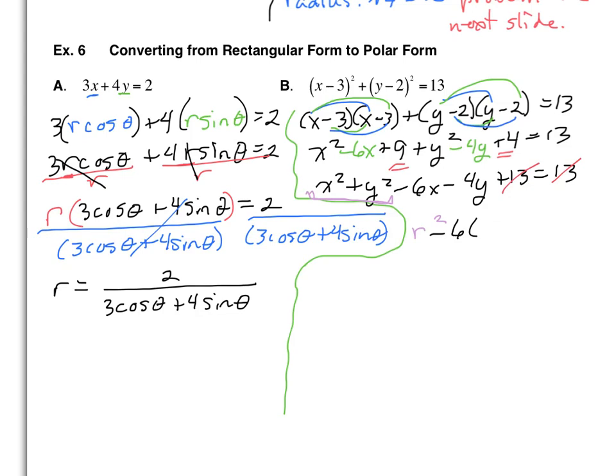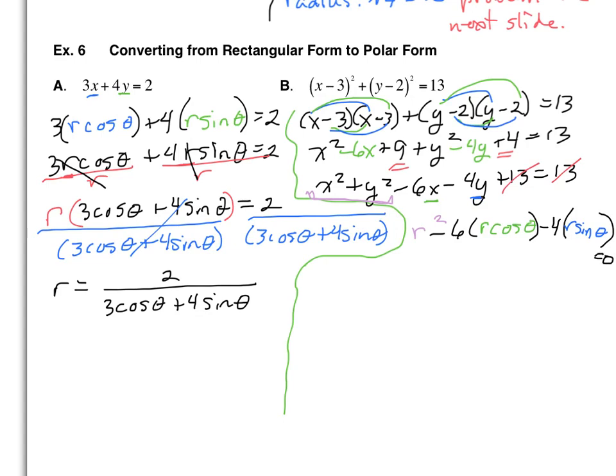So what am I putting in here for x? r cosine of theta. And then minus 4 times, instead of y, we're going to put in r sine of theta. I'm going to squeeze that in here. Equals 0.